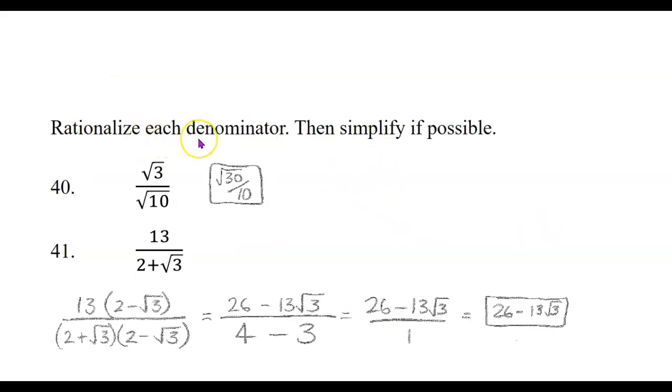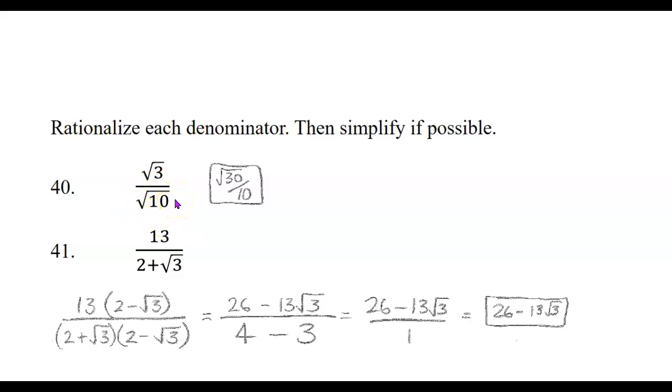Rationalizing the denominator means that we want our final answer to have no radical sign in the denominator. The denominator should just be a whole number. The square root of 3 over the square root of 10. Right now there is a square root in the denominator.